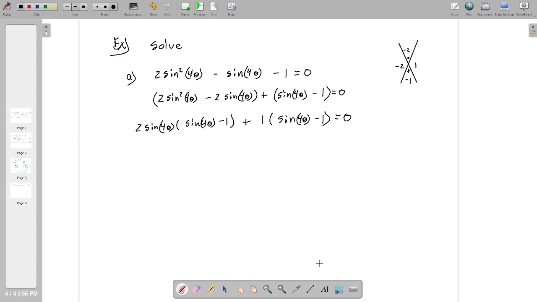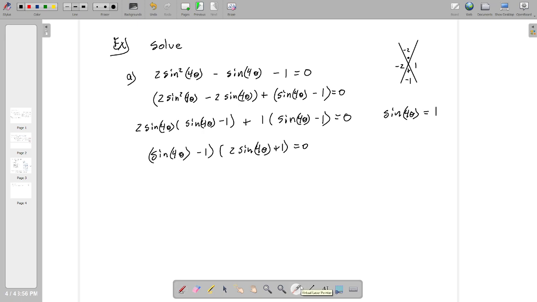And then notice that we have a sine 4 theta minus 1 in both terms. So I can factor this entire thing out. Think of it as a single object, and it's common in both terms. So I'm factoring this thing out, which is sine 4 theta minus 1. And then what's left here is 2 sine 4 theta plus 1 is equal to 0. Now we separate these into two separate equations. Sine 4 theta minus 1 is equal to 0, or sine 4 theta is equal to 1.